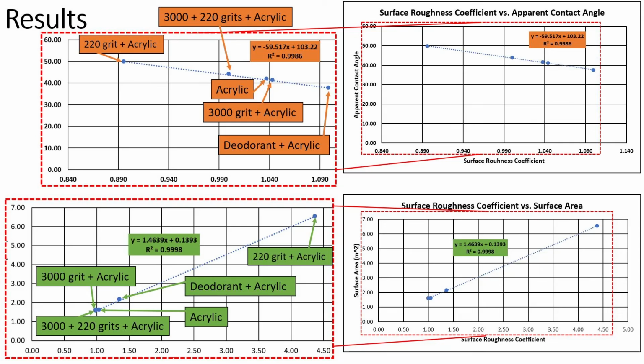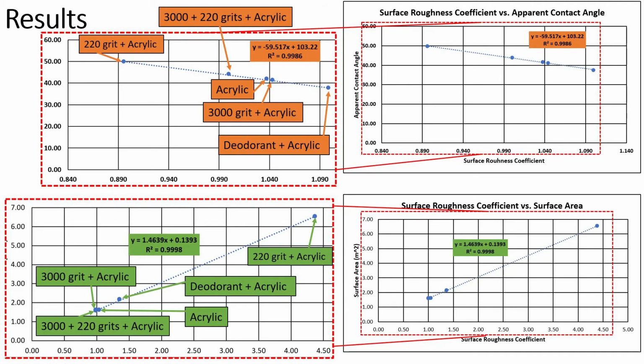I also have another graph on the bottom, and this is basically the surface roughness coefficient versus the surface area of the droplet onto the acrylic material. And as you can see, my data does line up pretty nicely too. Going to the farthest left side of the bottom graph, I have my ideal surface, which is my 3000 grit and 220 grit with my acrylic material right at 1.